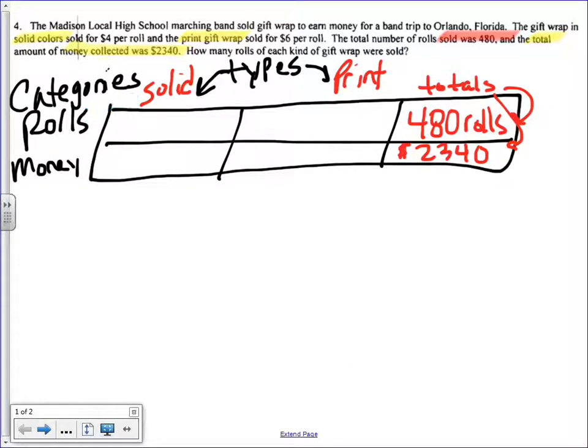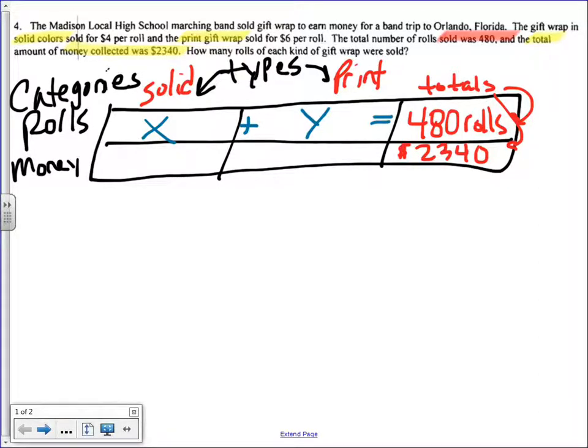We don't. So what we're going to do is just write X there, because we don't know how many solid rolls we used. We have no idea, so I'm going to put X. And now the print rolls. How many print rolls did I sell? Again, I have no idea, so we have to put another variable, Y. And again, this makes sense, right?